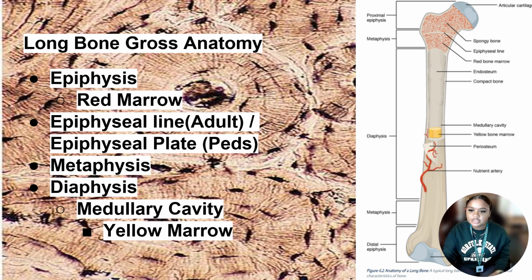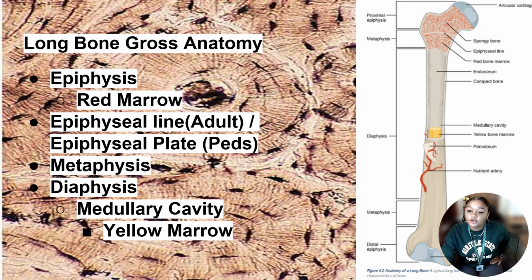And then some other distinctions you need to know. The yellow marrow is in your diaphysis, specifically in that medullary cavity. And the yellow bone marrow has fat. It's basically fat, lipids and stuff. And then your red marrow has red blood cell production, hematopoietic stem cells.